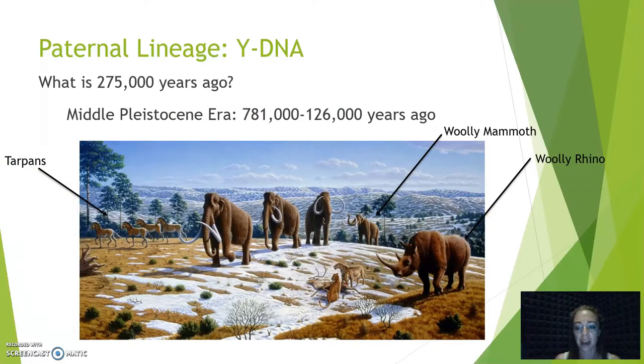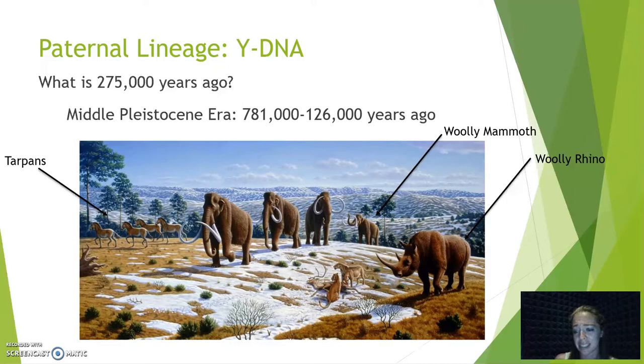So you may be asking what was happening 275,000 years ago. It was a completely different world to what we have today. There were woolly mammoths, woolly rhinos, I didn't even know that was a thing, which is so cute, look how cute they are, and tarpons. So keep in mind how incredible it is, how long we've lived, how long these mutations have occurred, and we've never seen any of these animals.